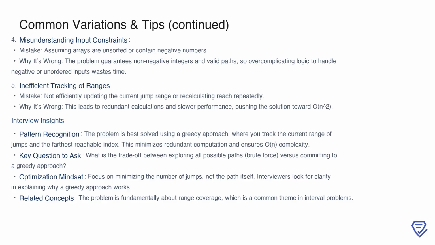To handle these issues effectively, it's essential to adopt a greedy approach. By tracking the current jump range and the farthest reachable index, you avoid redundant calculations, achieving an optimal O(n) runtime. During interviews, it's helpful to articulate the trade-offs between brute force and a greedy strategy. Focus on minimizing the number of jumps rather than the exact path, as this is the primary goal. Finally, keep in mind that Jump Game 2 is fundamentally a range coverage problem, which connects to many other interval-based questions. Recognizing this pattern will help you solve similar problems more efficiently.